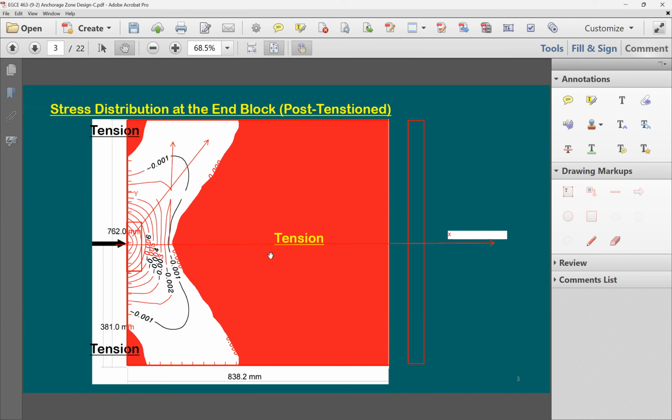We call this bursting stress, and this one we call spalling stress. So these two zones are the spalling stress zones, and this is the big bursting stress. This is where you have most of the stresses. This is where you start to put the ties. If I may put the ties here, but of course this is going to be red. The whole thing here is going to be red. So anyways.